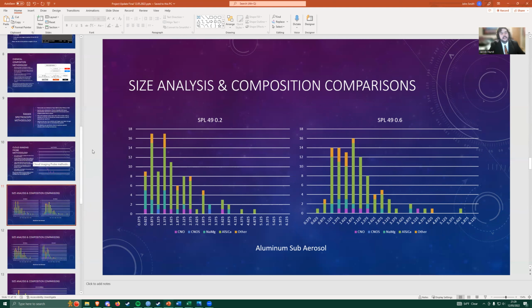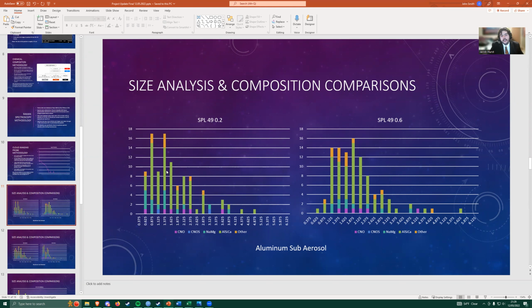So here we have an example of our size analysis and composition comparisons. So this is for SPL 49, 0.2, and 0.6, which is just a millimeter size again for the nozzle. And this is an aluminum substrate that is in aerosol particles, basically. Okay, so as we can see in this, primarily we're looking at aluminum, silicon, calcium as our primary group of particles.